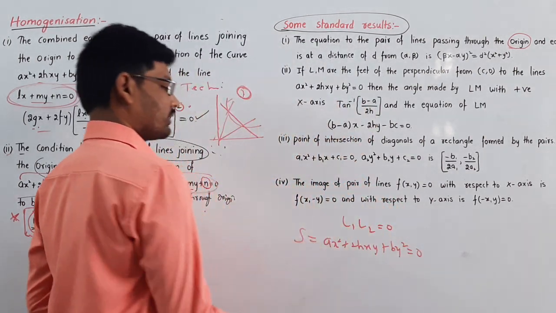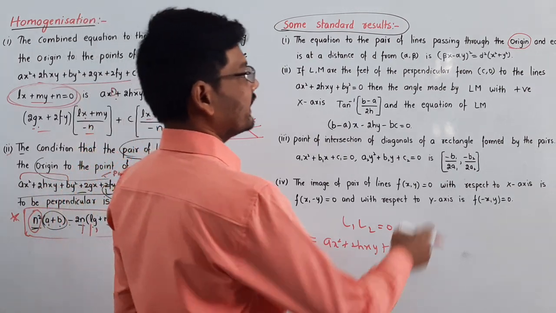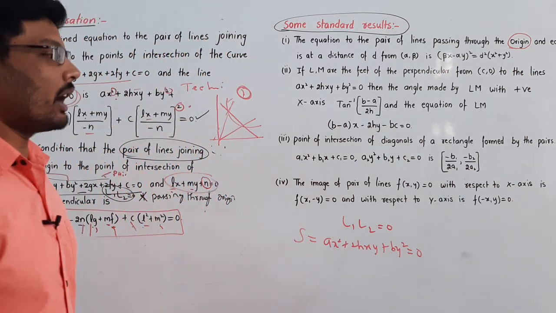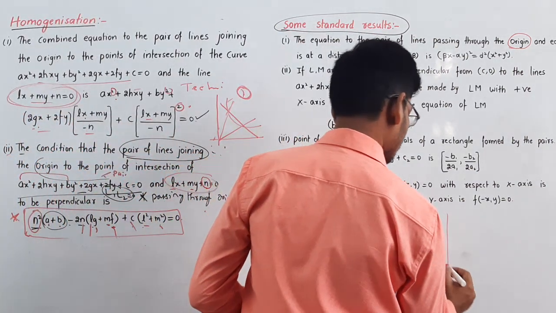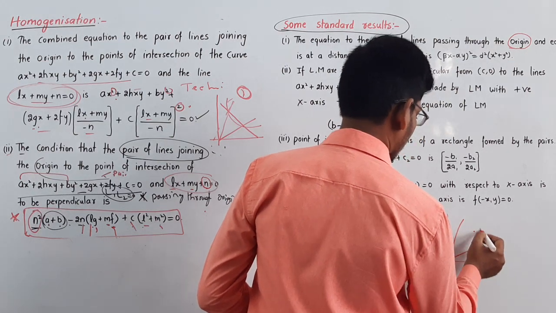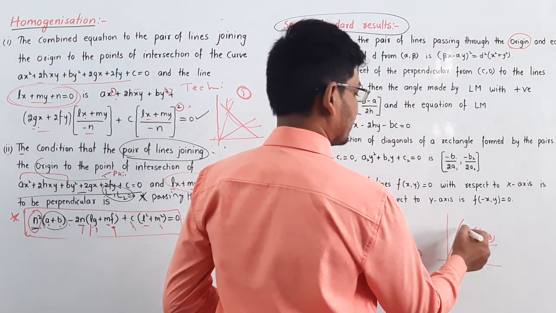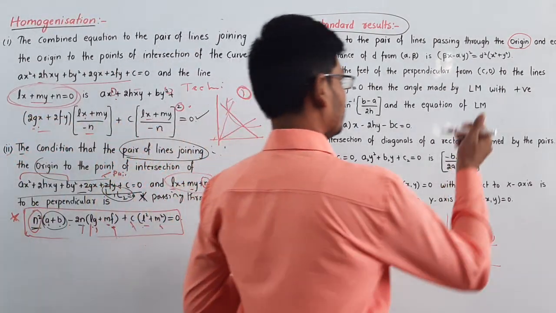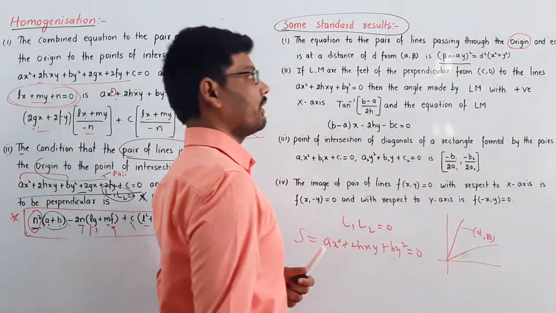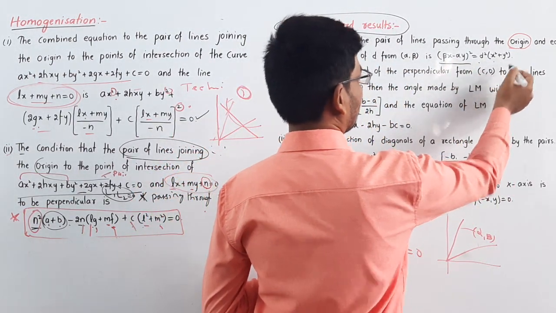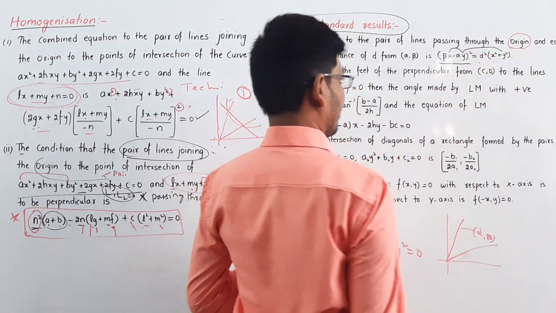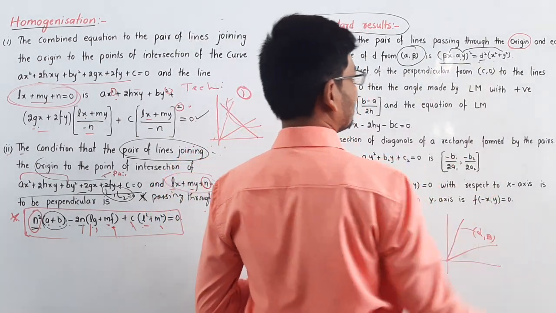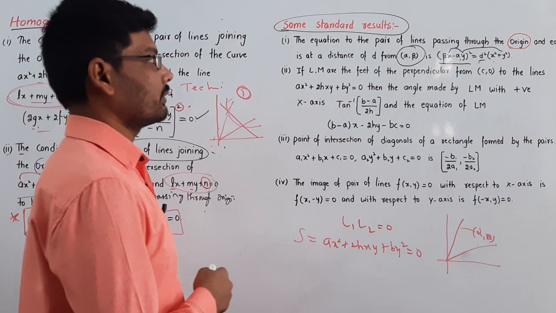This is a pair of straight lines passing through the origin, and each is at a distance d from the point alpha comma beta. Then the condition for that is (beta x minus alpha y) whole square is equal to d square into (x square plus y square), where x and y are variables, alpha comma beta is a point, and d is the distance from the origin.